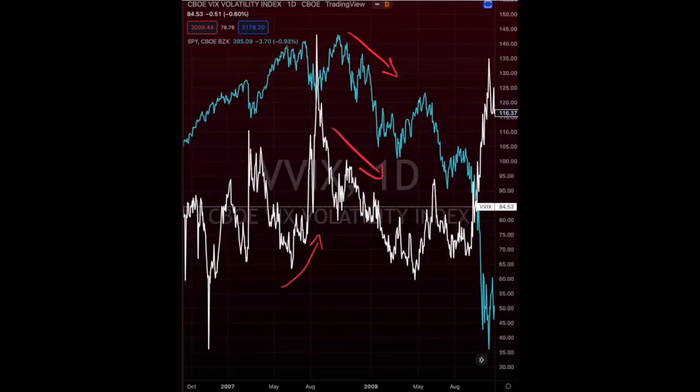Because if you look at this chart, you can see how difficult it was to trade that market in 2008, which was obviously an epic collapse. You can see sucker rallies that caused the VIX to crash in white and the blue to go up, but that was an incredible shorting opportunity. And so there's more room to the downside.